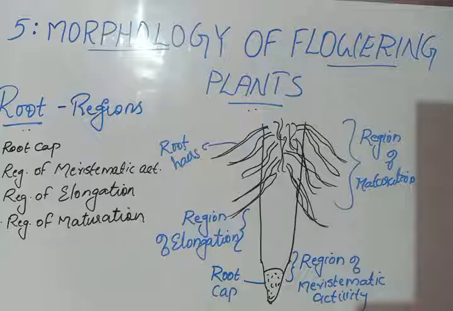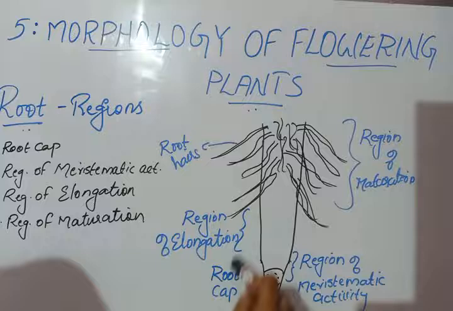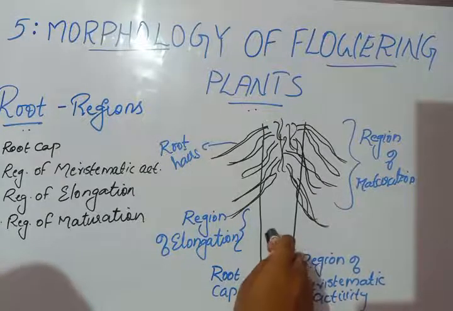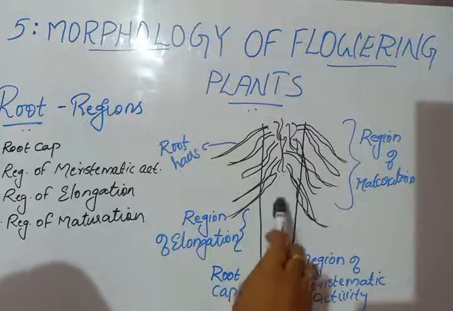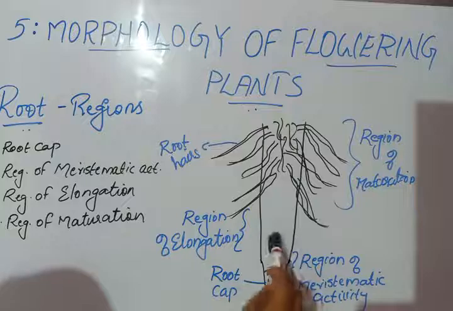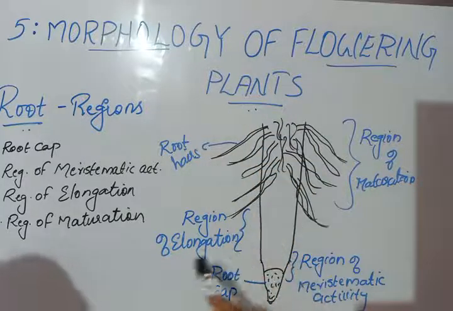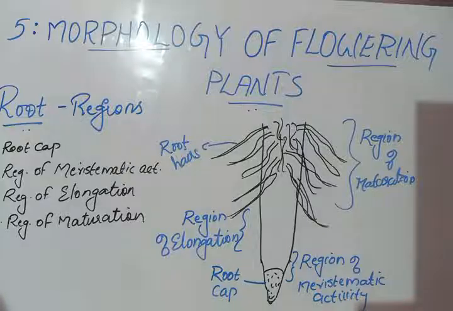So here the cells have the ability to divide. These cells will divide frequently. Those divided cells may come to this region, enlarge and elongate, so that the size will increase. Finally, those cells will become mature and differentiated. Differentiated means that cells get some function. So the cells differentiate and become mature cells. That is the region of maturation.